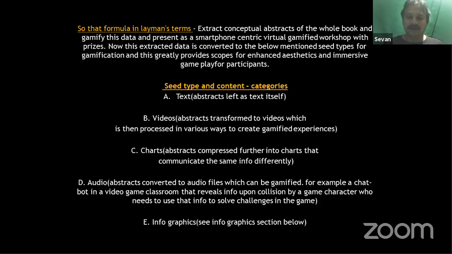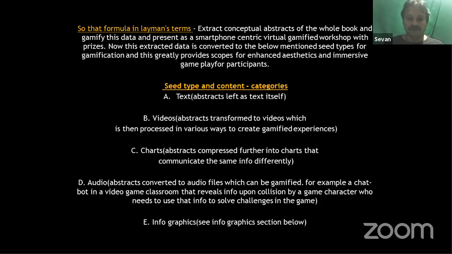Now, let's look at how this process is done. We've got this information, and we are compressing it into seeds. We've turned it into 10-line abstracts. So a 300-page book has 80 key insights, and each insight is a 10-line abstract. Now, what do we do with these abstracts? How do we gamify them? What's the next step? All right, so we turn these abstracts into the following options that we have.